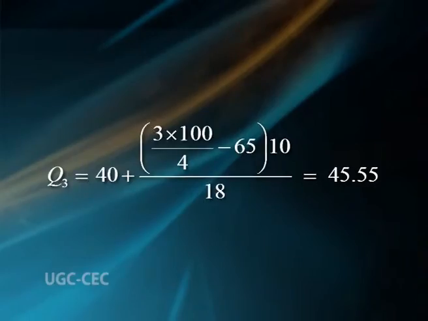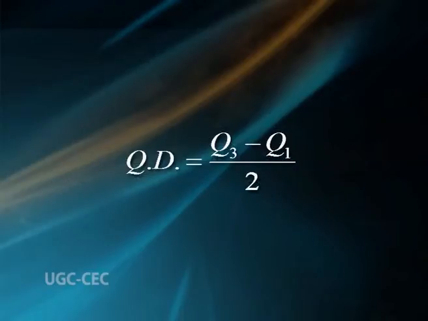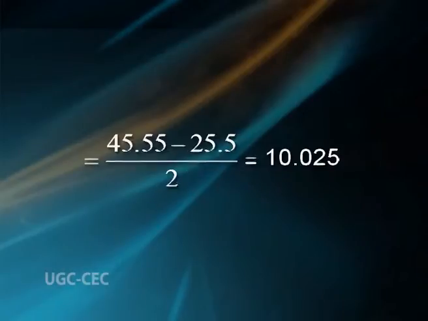Then Q3 equal to 40 plus (3 into 100 by 4 minus 65) into 10 divided by 18, that is equal to 45.55. Hence, quartile deviation equal to Q3 minus Q1 by 2, that is equal to 45.55 minus 25.5 divided by 2, that is 10.025.